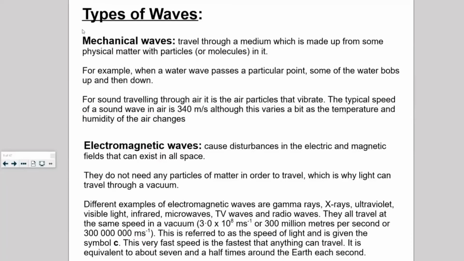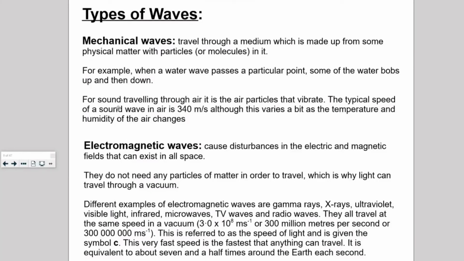Now, obviously, we have studied mechanical waves right now. So one example is your sea waves or water waves, right, which pass a particular point, and some of the water bobs up and down. We have seen that in the experiment. If you place a ball on it, the ball will simply bob up and down, right? It will not move in a particular direction, either left or right. It will simply bob up and down.